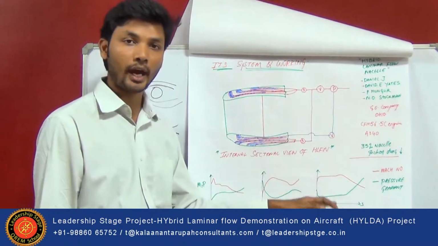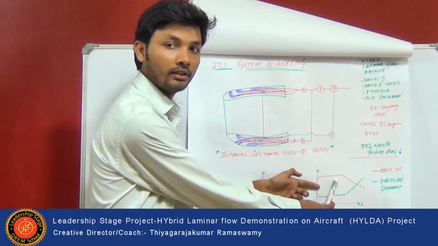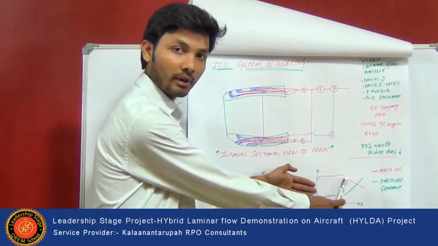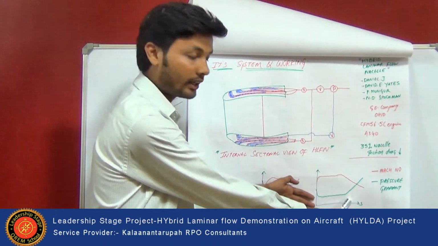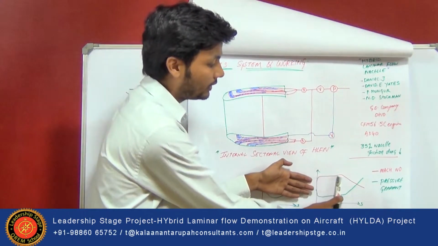Whereas over here, if you see the hybrid laminar flow nozzle, from the start you can see there is a continuity in the Mach number, there is a continuity in the pressure gradient, and then that will decrease later on. So the whole flow can be maintained to some point.